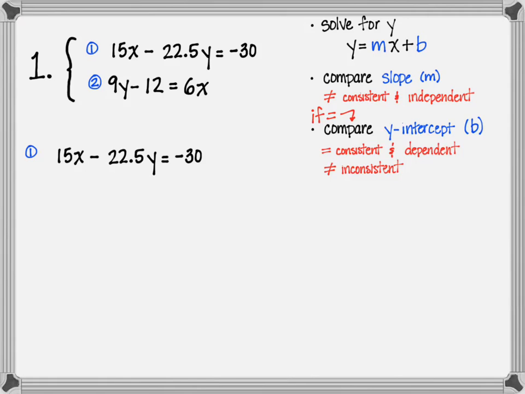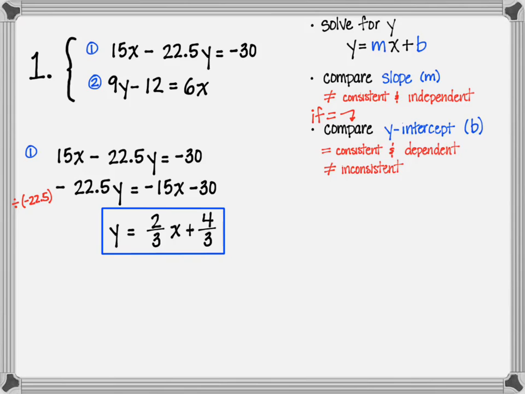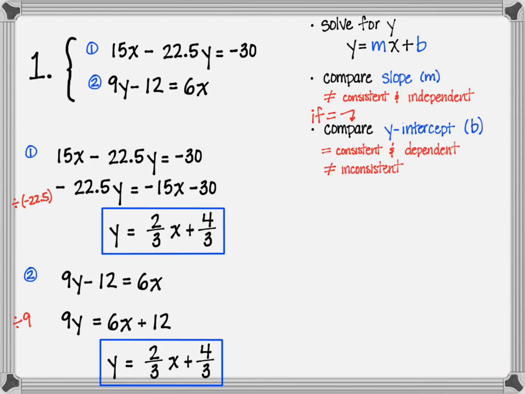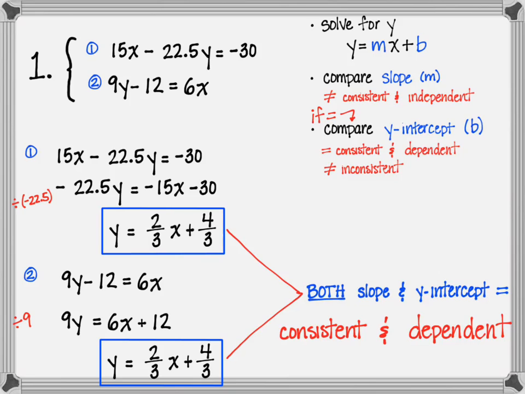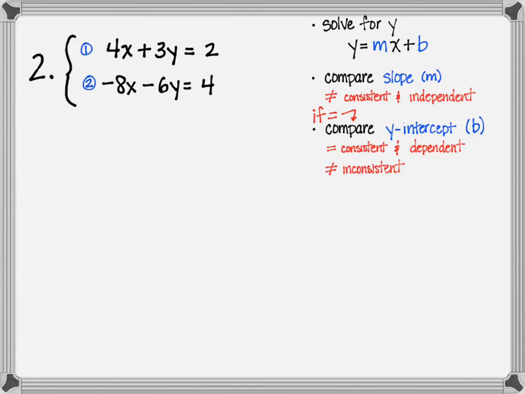So we're going to take the first equation and we're going to solve for y. And so we would subtract the 15x and then divide by negative 22.5. And we have that y equals 2/3 x plus 4/3. We do the same thing for the second equation. We solve for y. So we're going to add 12 to both sides, and then we're going to divide by 9. And we notice that we get the same exact equation. Both the slope and the y-intercept are equal. And therefore, it's consistent and dependent, meaning they graph the exact same line.